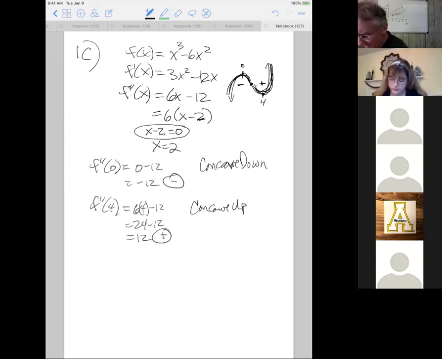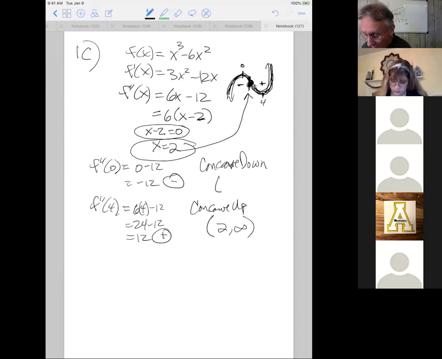Now this is where you've got to make sure, a couple of you picked the critical point for your endpoint. It is concave up all the way until it changes to concave down. That's at the point of inflection. So right there, you've determined that x equals 2 is where it changes. So concave up from 2 to positive infinity. Again, open interval, because at 2, it's neither, it's switching over. And concave down from 2 to the left to negative infinity. Okay? So that's the answer to 1C.